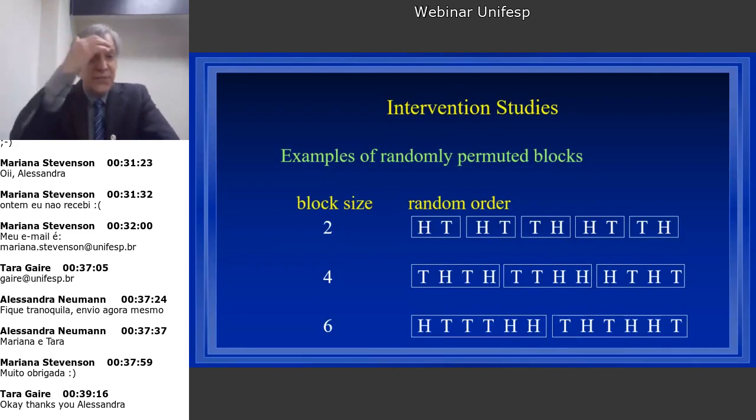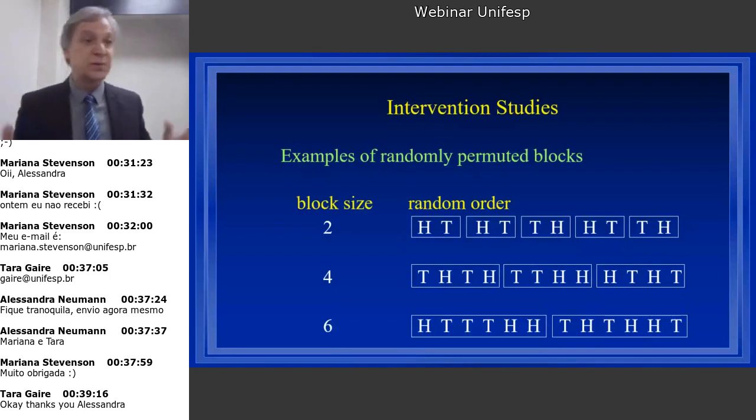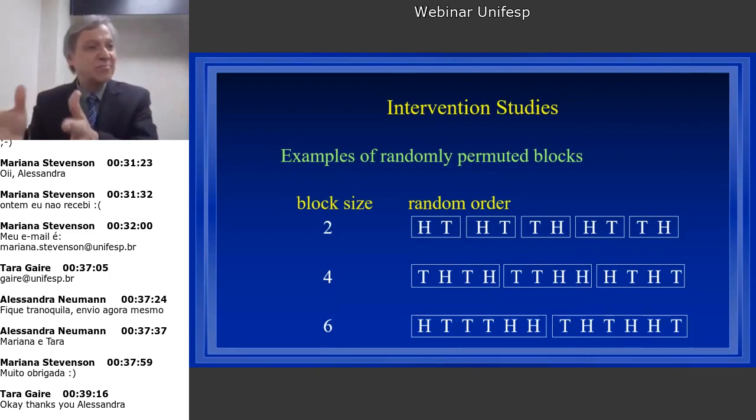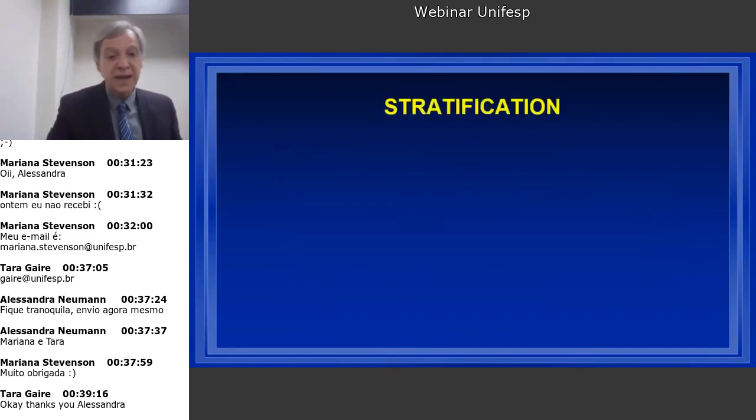So this is an example of permutation, okay? You can do random blocks of 2, random blocks of 4, random blocks of 6 usually. So within the block, you randomize. I have only 2 people to randomize, so one is going to get H, the other one is going to get T. But it's within the block. So each block of 2, and the blocks are based on something I'm interested in. Okay. So we're going to go quickly on that.